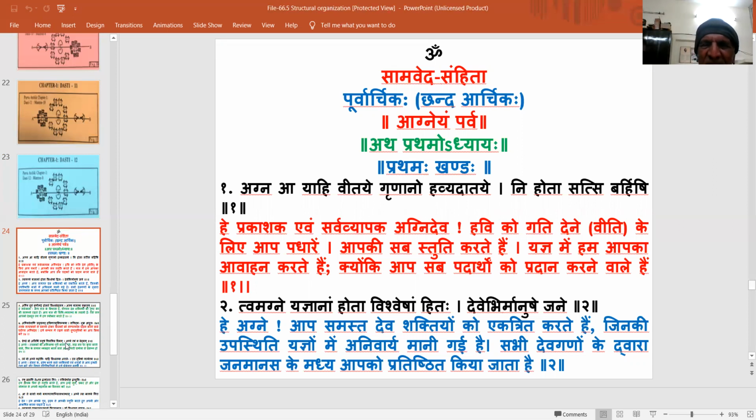So the first chapter of the Agniyam Parv, for its first khand, first dasti, as its first mantra, is initiation, respectful invitation for the fire god to be present during the yajna, being initiated as and for the jyoti flow from orb of the sun.